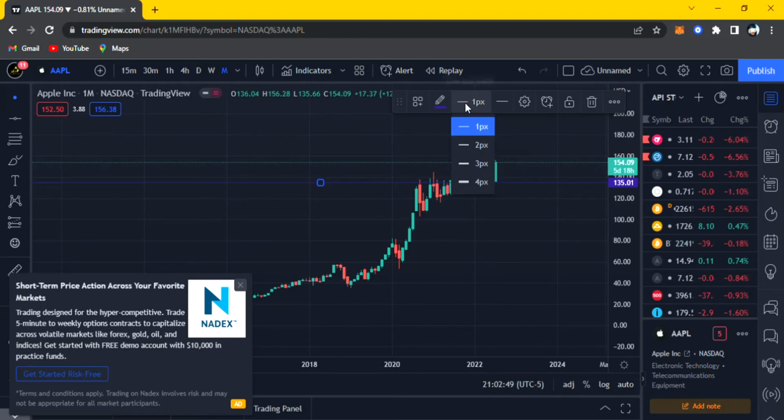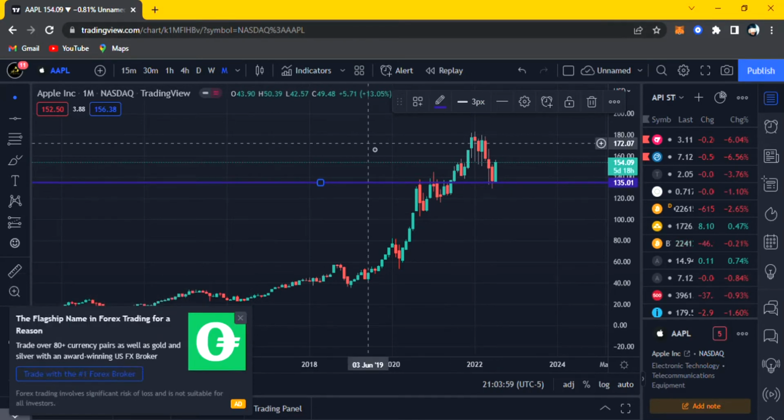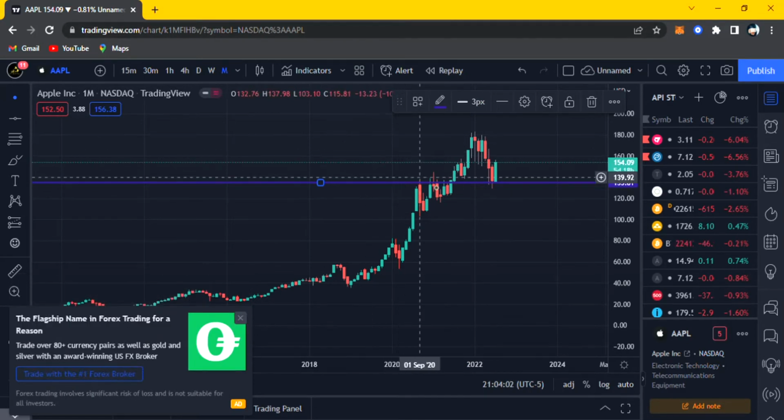If you go up to the top here, you can click 2 times, 3 times, whatever you need to make it so that you can see the line. Okay, so that is my support. That is my line of support.